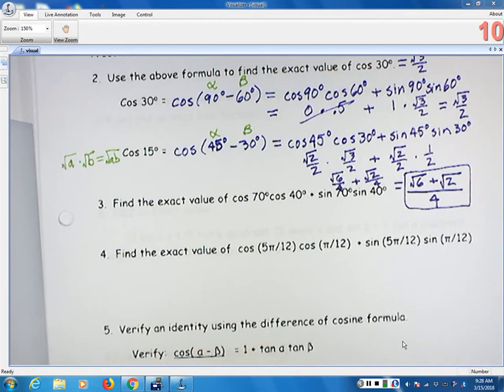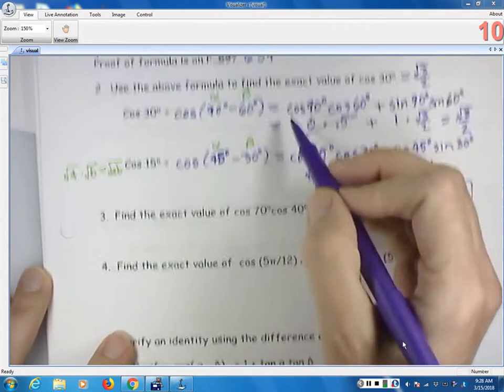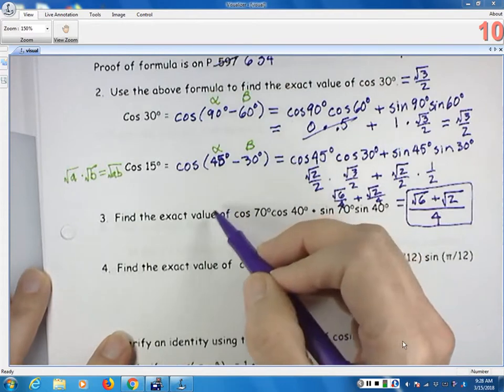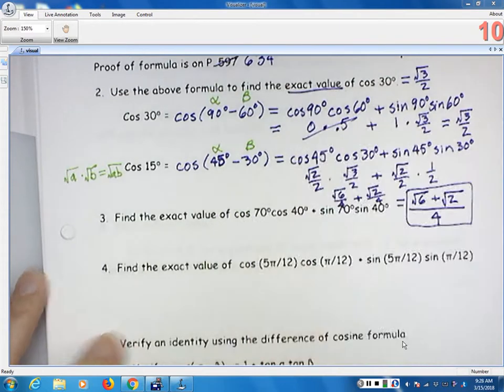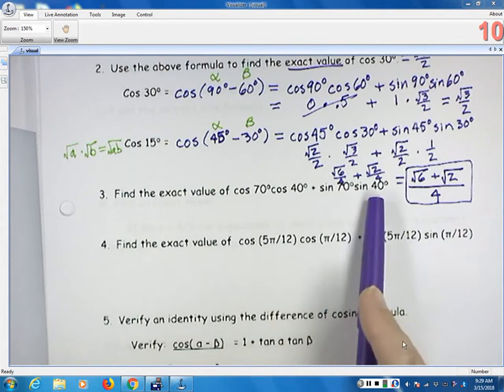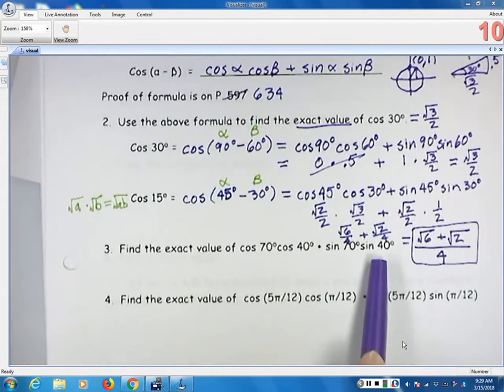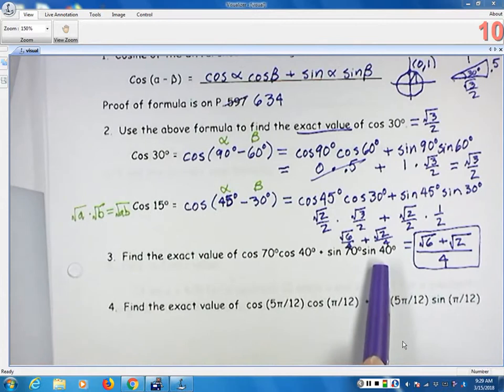That's what it says, find the exact value. We're finding exact values. All right, the next one, find the exact value of this. This is just the formula work backwards. Look at the formula up here.